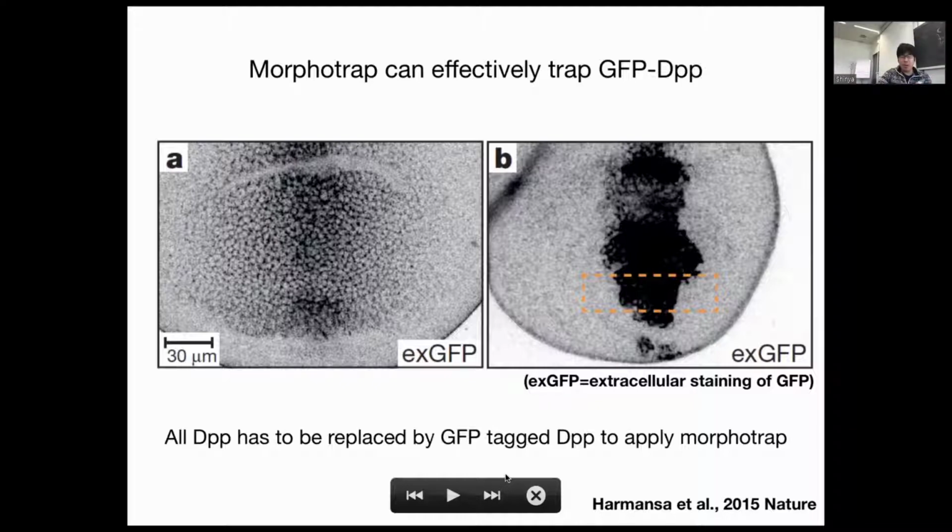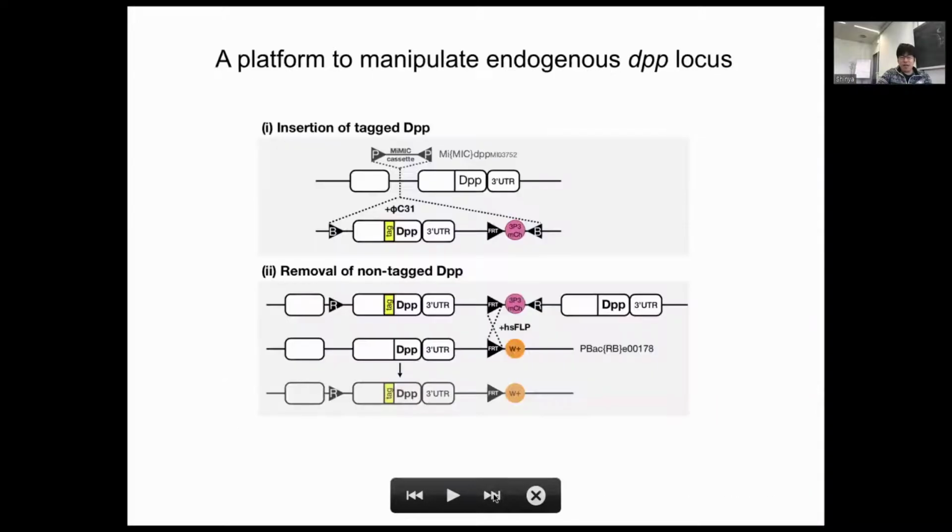because this is a big problem. So we started to generate a platform to manipulate the endogenous DPP locus, because this is the cleanest way to ask the importance of the endogenous morphogen gradient. So we generated a system to manipulate the endogenous DPP locus using a transposon line inserted into the DPP locus. Of course, by now, if we start this kind of project, you would probably use CRISPR.